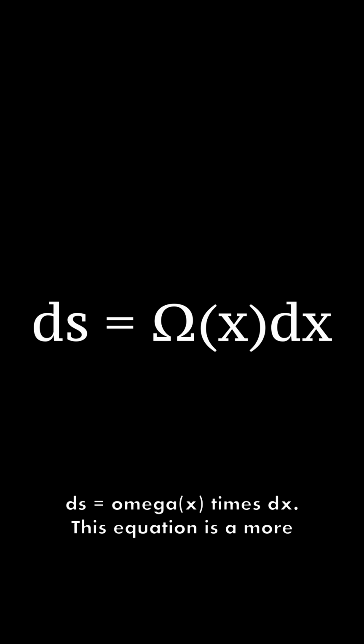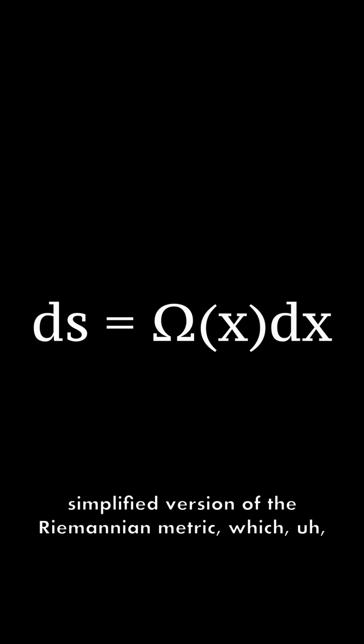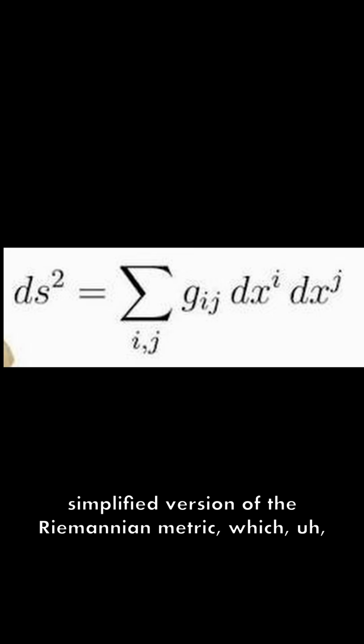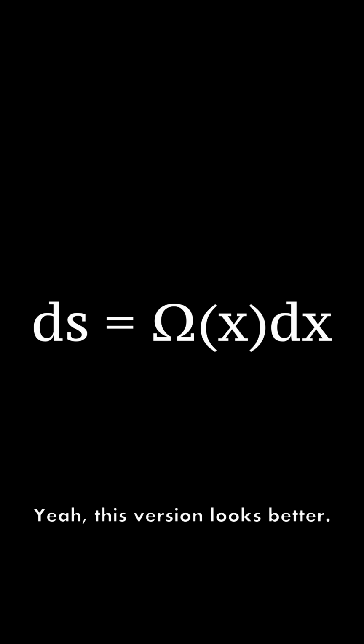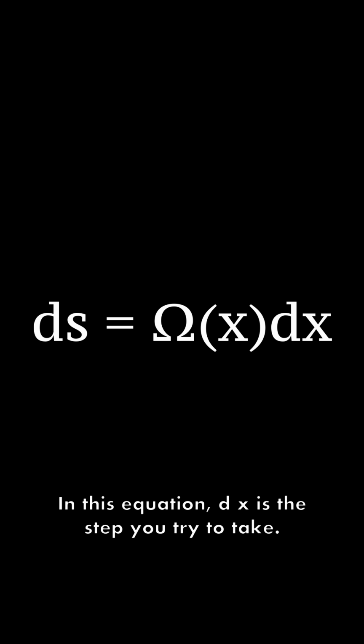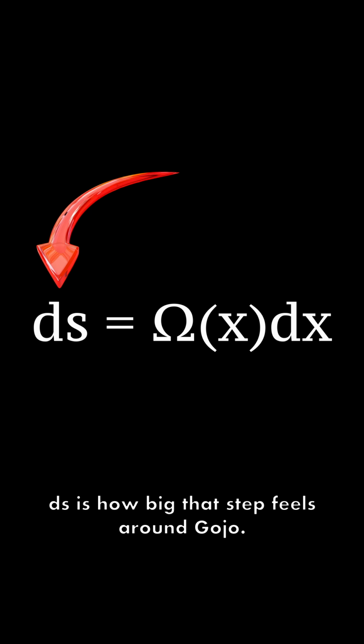You can represent the idea with this equation: ds is equal to omega of x times dx. This equation is a more simplified version of the Riemannian metric, which yeah, this version looks better. The idea is really simple in both versions. In this equation, dx is the step you're trying to take, and ds is how big that step feels around Gojo.